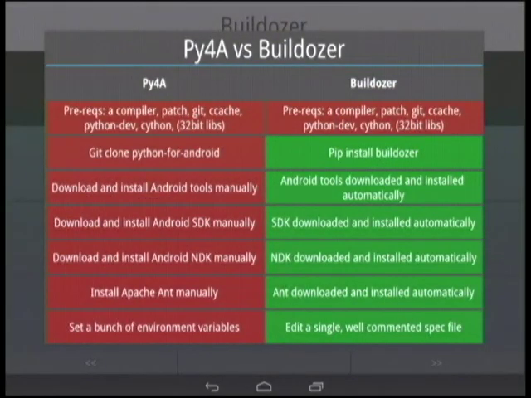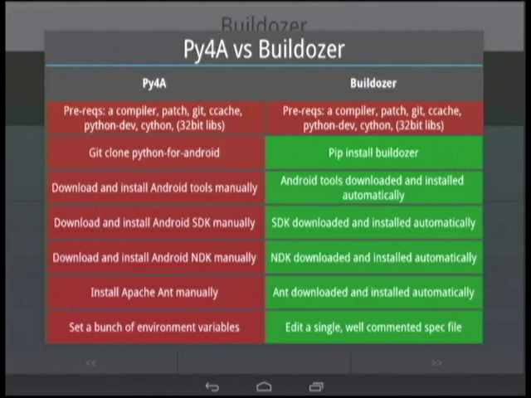But to compare how you do something in Py4a, the prereqs are roughly the same. You clone Python for Android. With Bulldozer, you can install it properly via pip or easy_install. For Py4a, you've got to do the Android tools, the SDK, the NDK, and Ant all manually, which I don't know if you've ever tried to get those right, but it is a lot of long downloads, pretty tedious. On Bulldozer, it does all those for you the first time it runs.